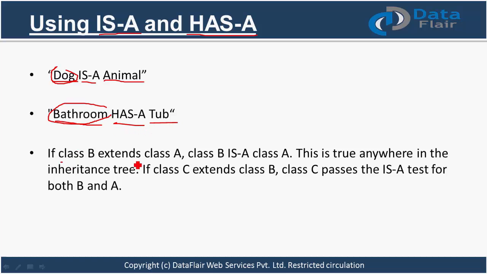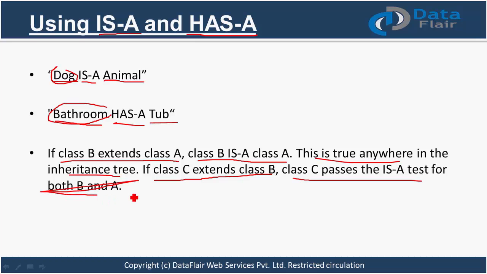So if class B extends class A, then class B is a class A, which means class B is a subclass of class A. This is true anywhere in the inheritance tree. If you have a class C which extends class B, then class C passes the is a test for both class B and class A. Since C extends B, which also extends A, indirectly class C extends class A. So this is the concept of is a and has a in inheritance.